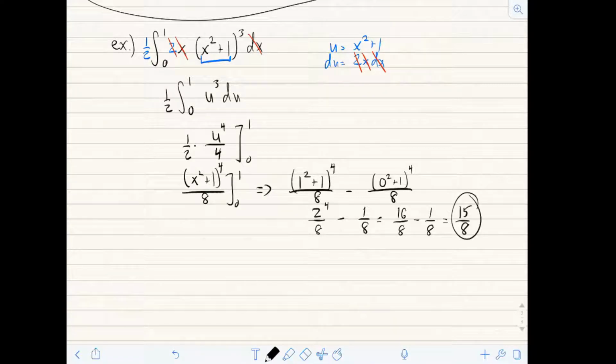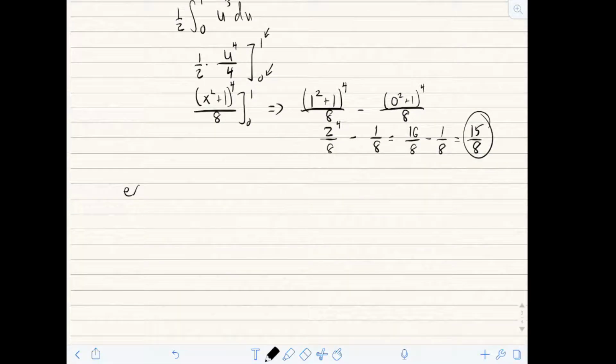And that's my answer. So if that makes sense to you, do this method instead of what I'm going to express next. Just keep in mind that if these bounds are in terms of x and I switch over to u, I need to switch it back to the x value, right here where it says u is equal to x squared plus 1. I need to convert that back.